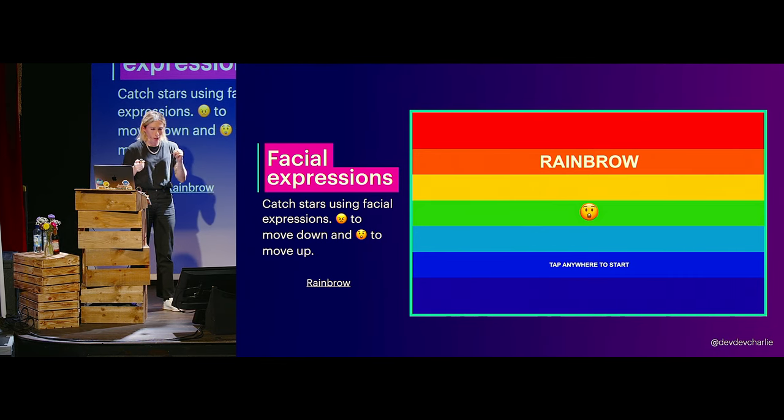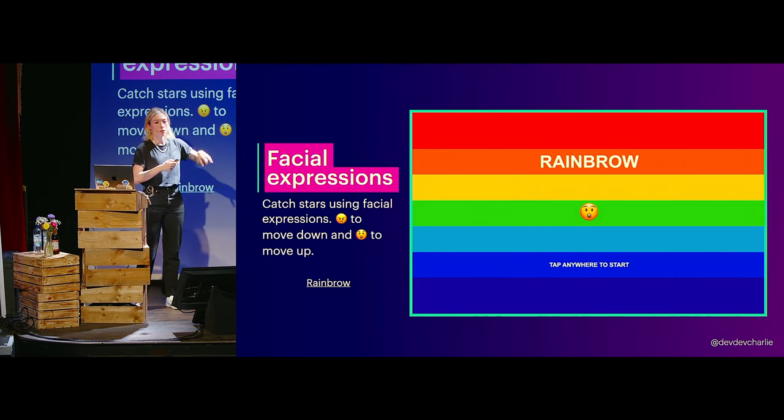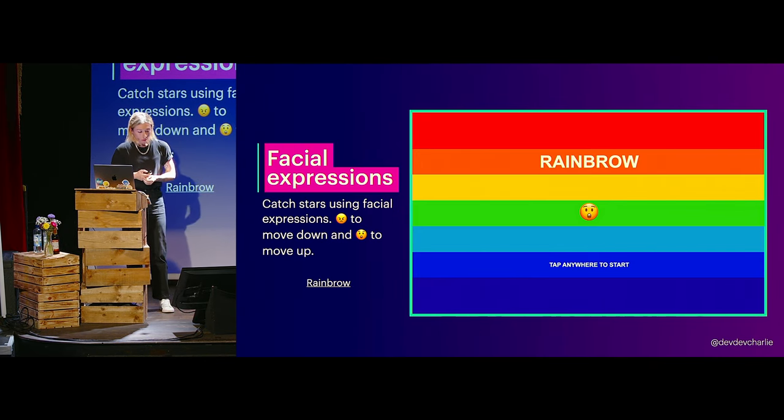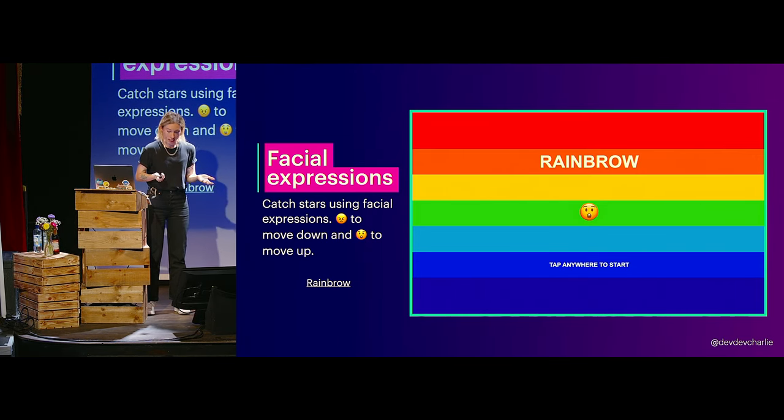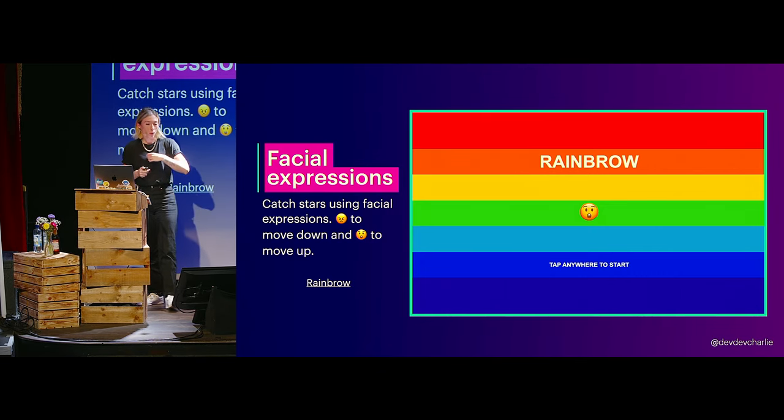It was like, if you look angry, then the little emoji goes down, and you're supposed to get stars. And if you look surprised, then you go up. The thing is, I don't have an iPhone. I'm an Android person. So I thought, well, how do I play then? What is the best way to just recreate it, but in JavaScript, in the browser, so that all the non-iPhone users can also play with it as well?